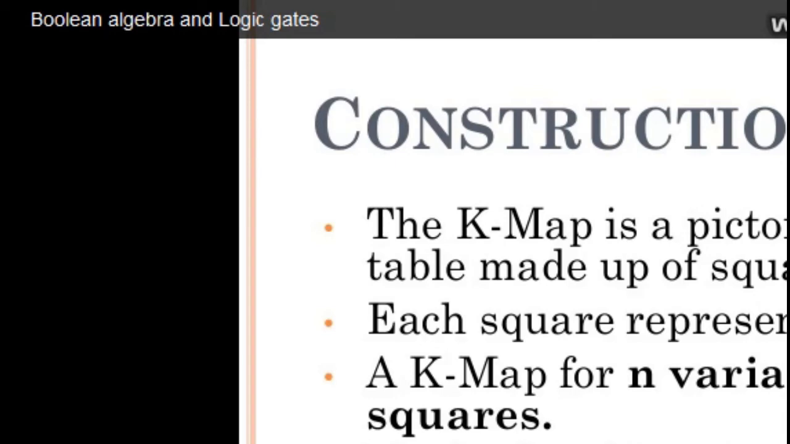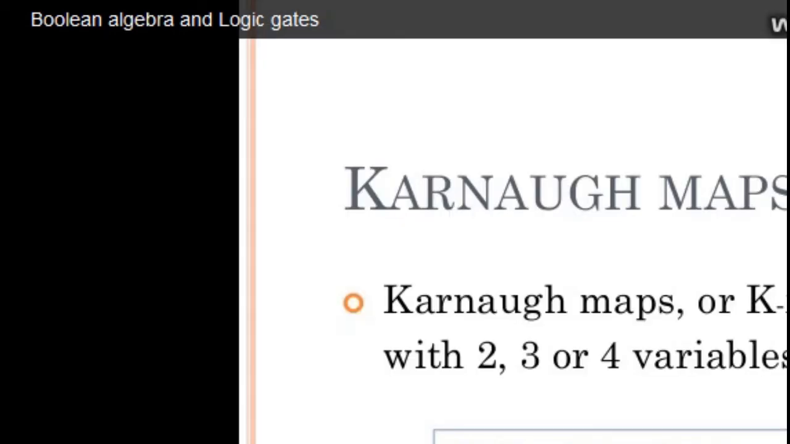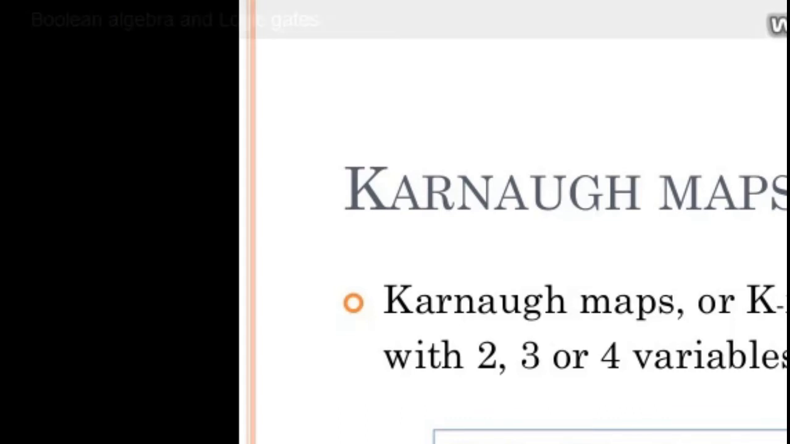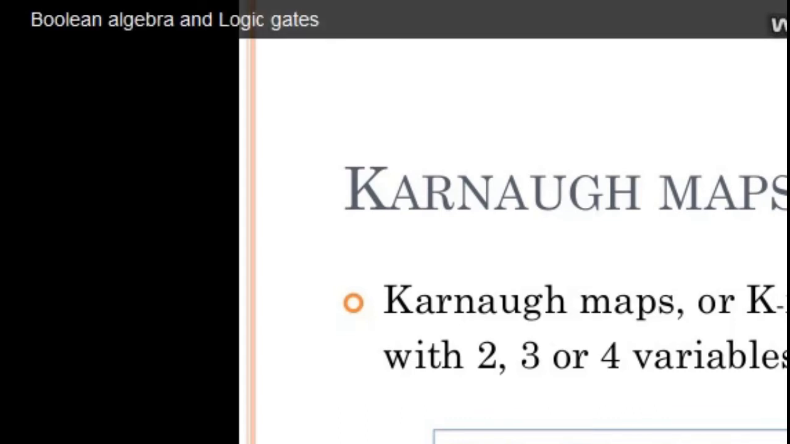So this is the example of a K-map. K-maps are often used to simplify logical problems with 2, 3 or 4 variables. The number of cells is 2 to the power n, where n is the number of variables. For the case of two variables, we form a map consisting of 2 to the power 2, which is equal to 4 cells, as shown in the figure.